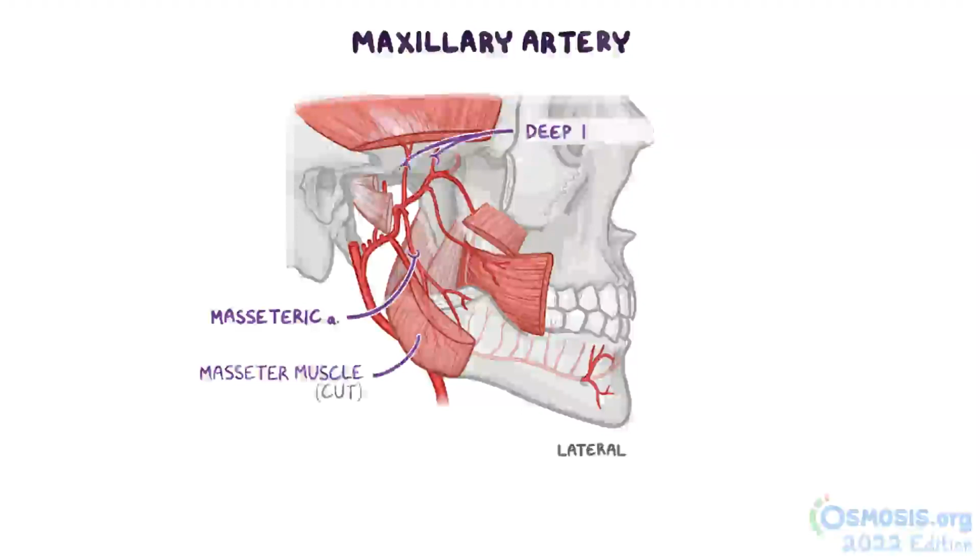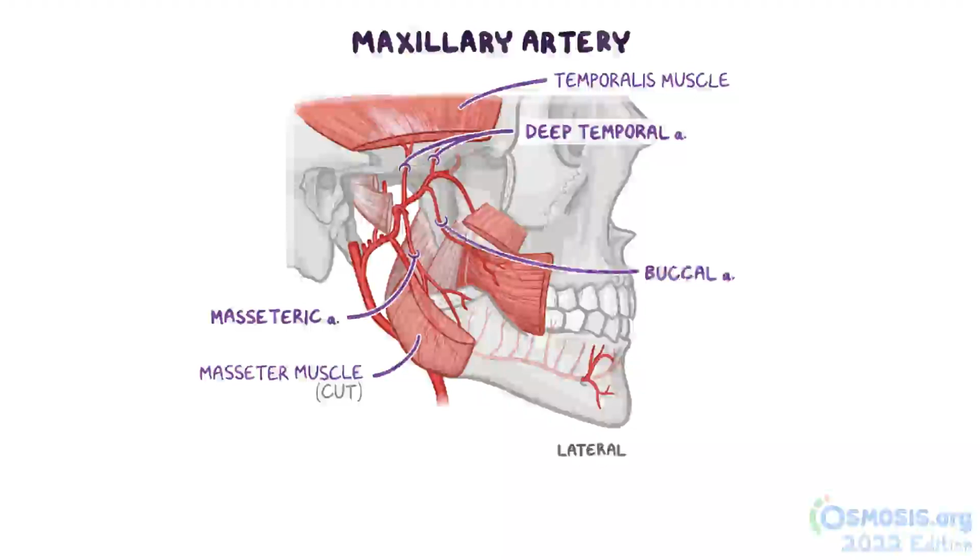Second, the deep temporal artery arises between the temporalis and pericranium, then pierces the deep surface of the temporalis muscle, which it supplies. Third, the buccal artery passes anteriorly and inferiorly alongside the buccal nerve to supply the buccal fat pad, buccal oral mucosa, and the buccinator muscle.